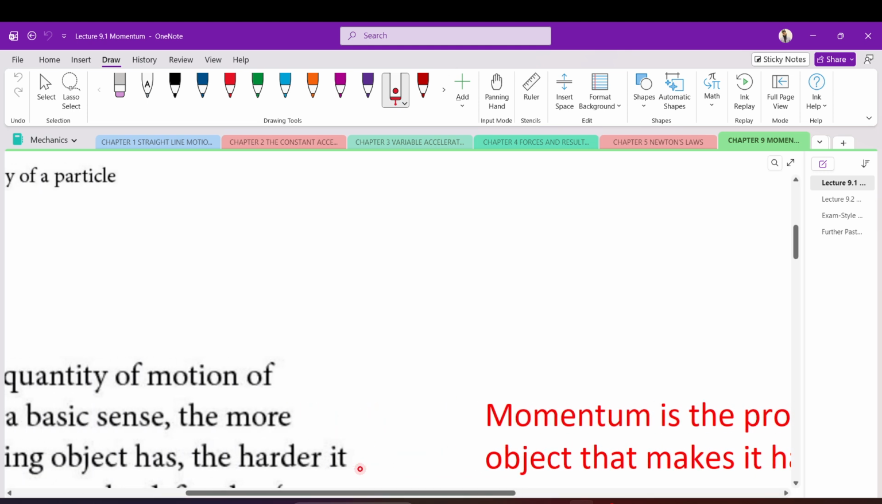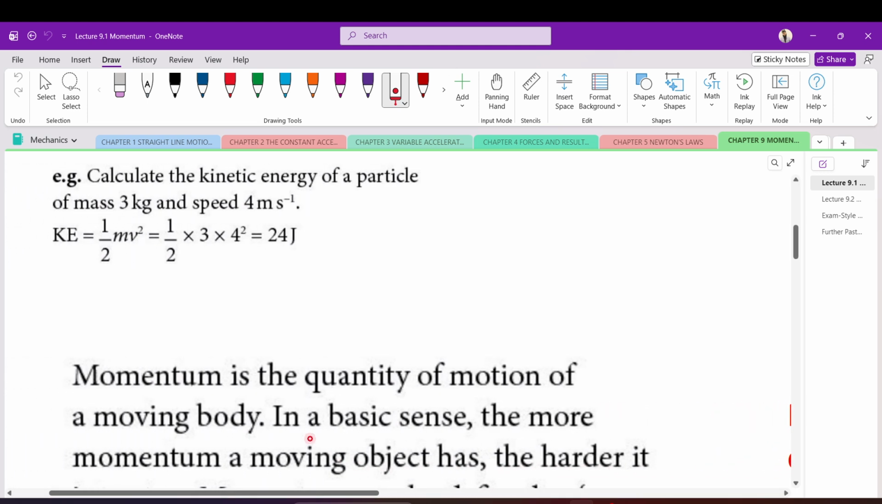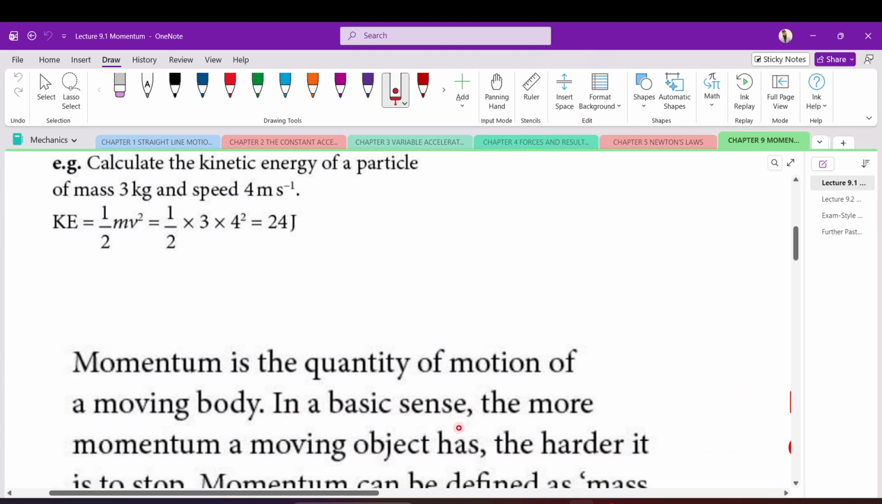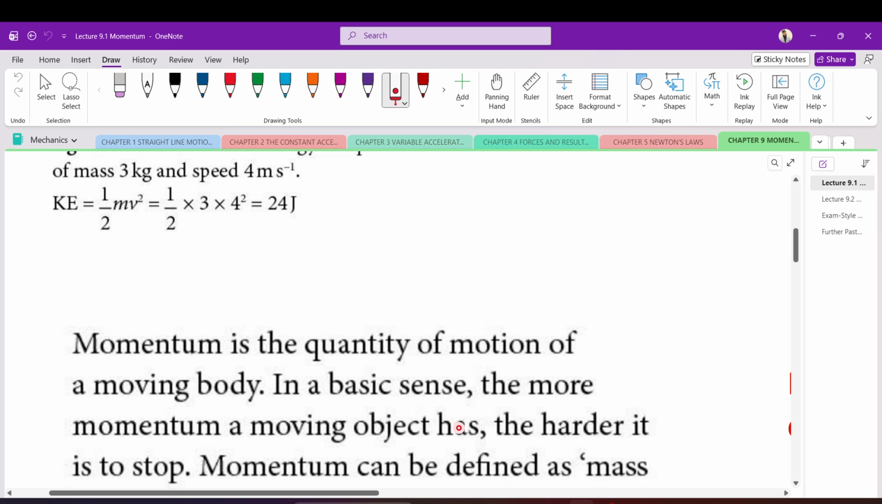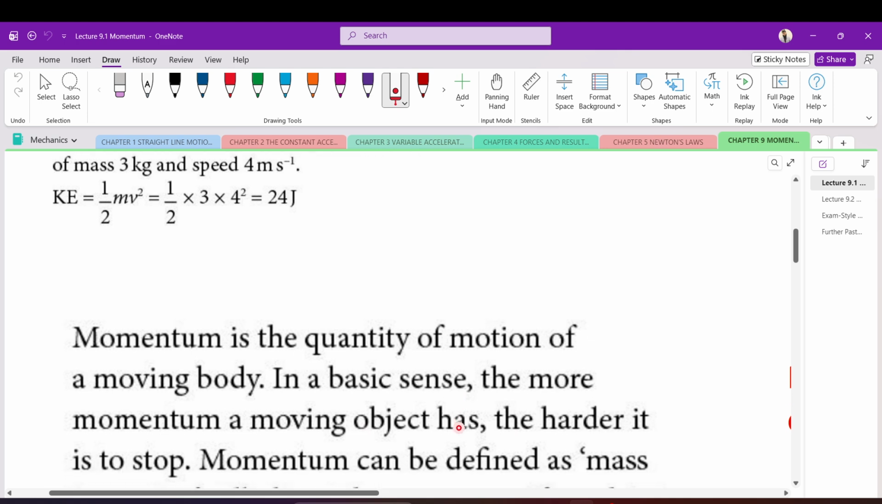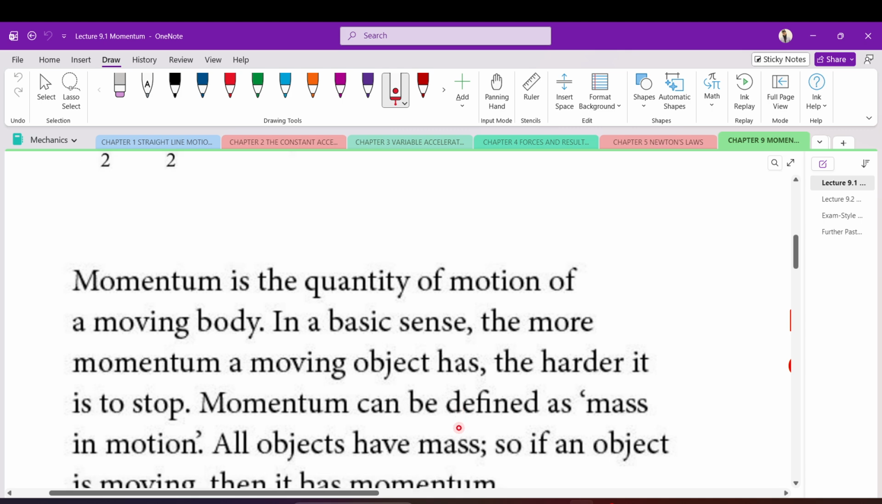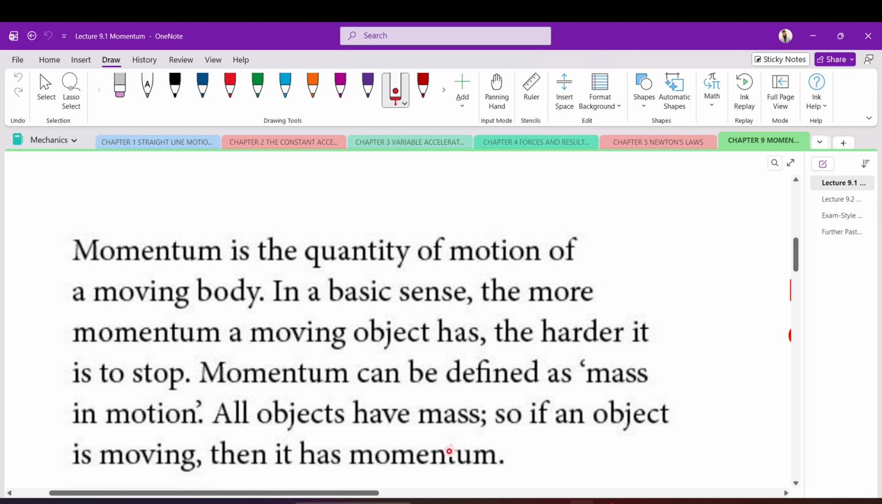In a basic sense, the more momentum a moving object has, the harder it is to stop. Momentum can be defined as mass in motion. All objects have mass, so if an object is moving, then it has momentum. If an object is at rest, even a very heavy object like a truck, it has no momentum because velocity is zero.